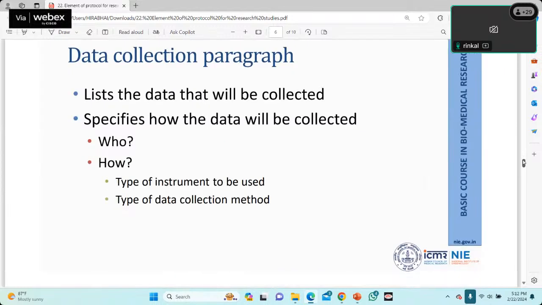How you will collect the data? Are you going to use Google Form? Are you going to use EpiCollect? Are you going to use any other software? Because a lot of software is available to collect the data. If it is qualitative, how you are going to record it? Are you going to use Atlas.ti or any other software to collect your data, anything that you have to mention.